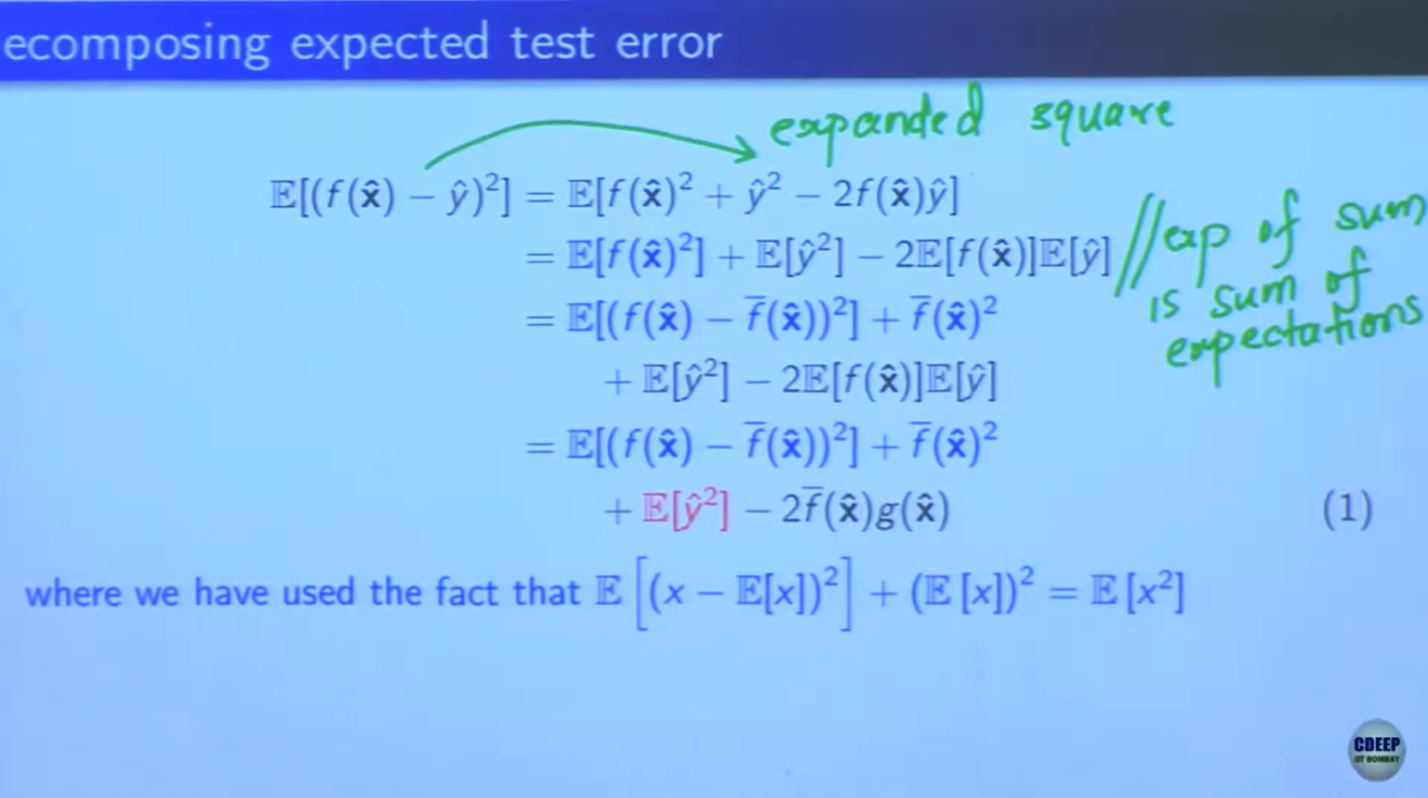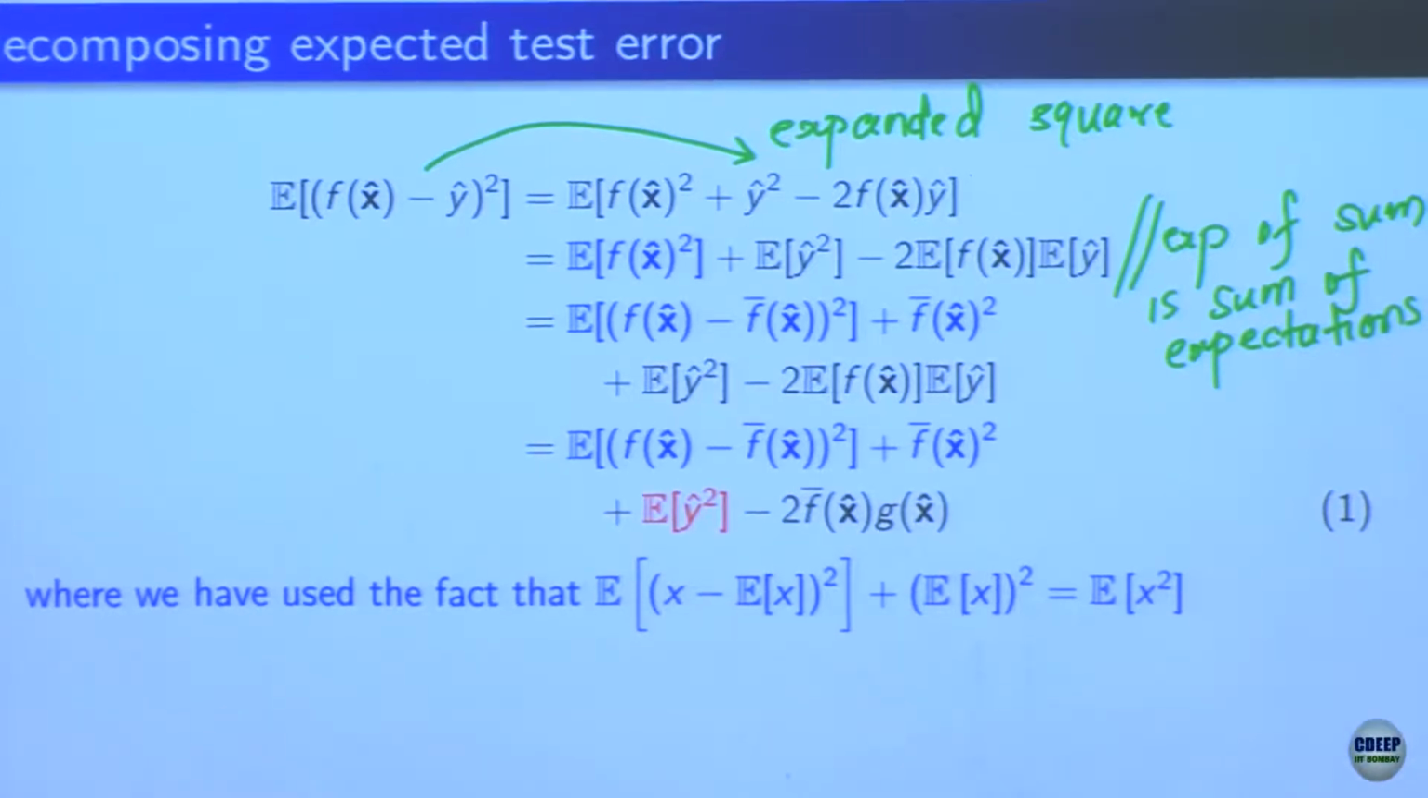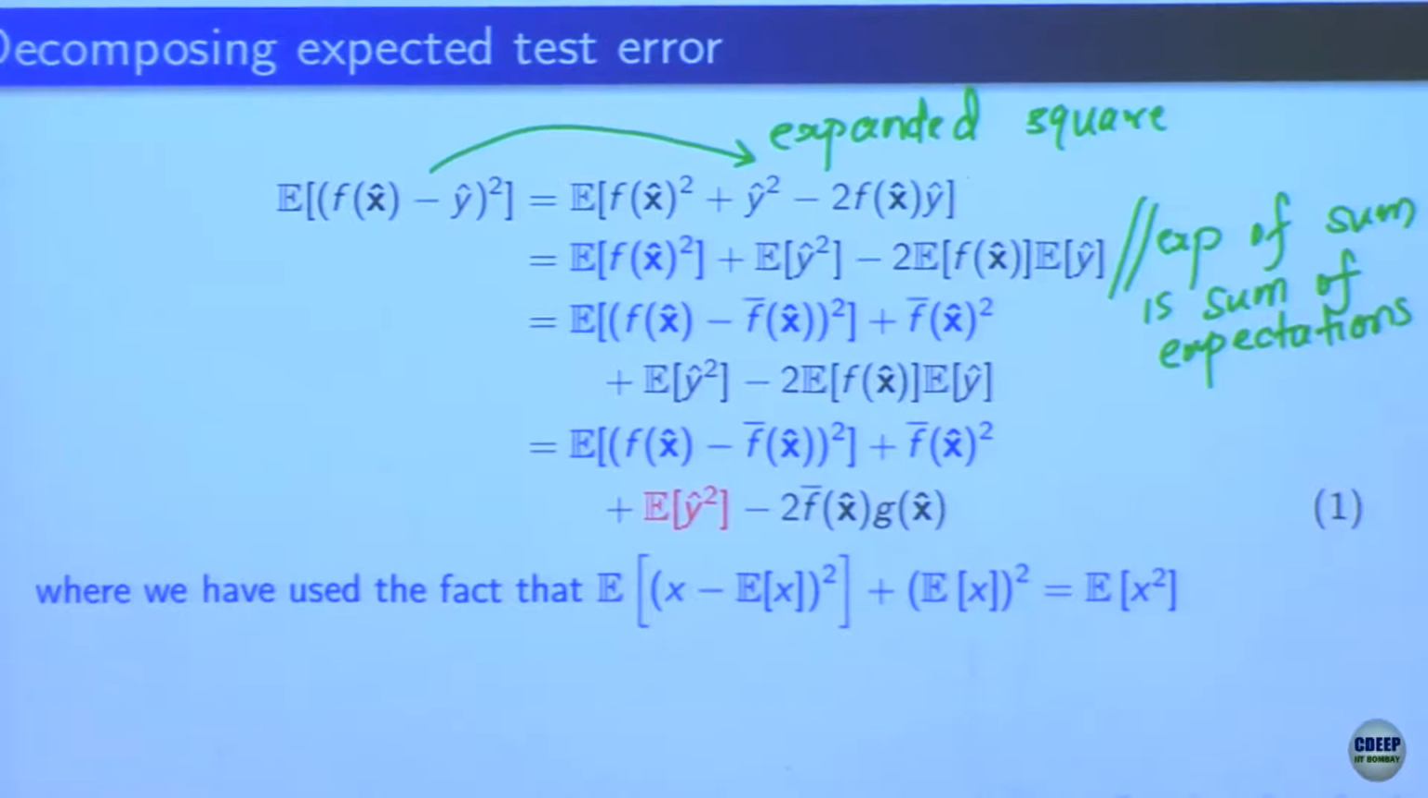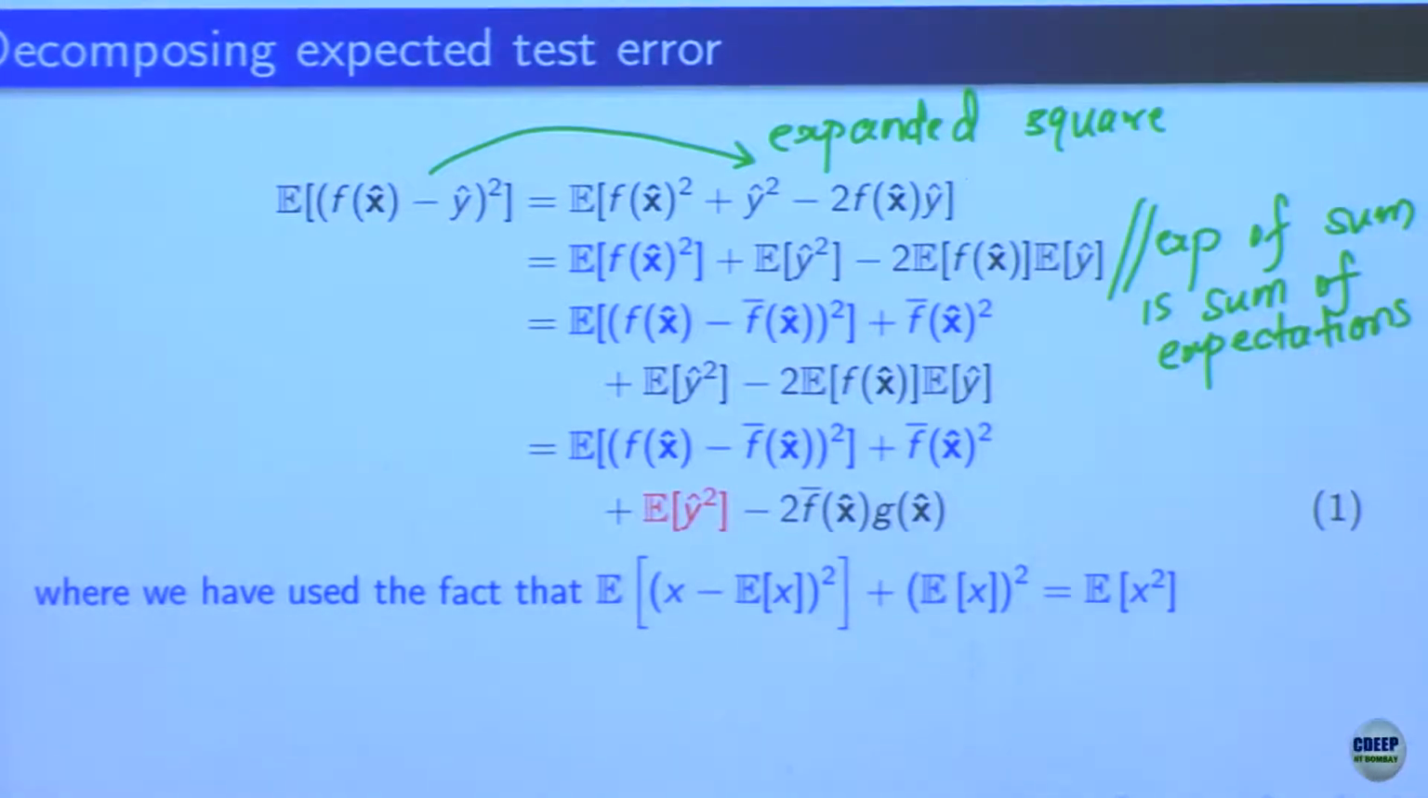So G is the underlying function, right? So G of x is what gave you y, modulo an epsilon error. So G is the true function, F is a fitted function. So that's a good question. The first step you should have had expected value of f x hat into y hat. How did we write it? As a product of two expectations. So when you apply expectation to this, how do you get a product of two expectations?